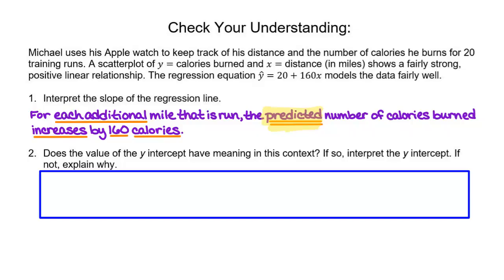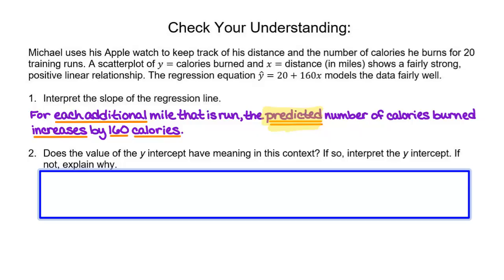Does the value of the y-intercept have meaning in this context? If so, interpret the y-intercept. If not, explain why not. What is the y-intercept? 20. Yes. Why did you say the number of calories burned is increased by 160? Well, the slope is 160. That's your slope. It's a positive number, so it would be increasing. If it was a negative number, it would be decreasing.